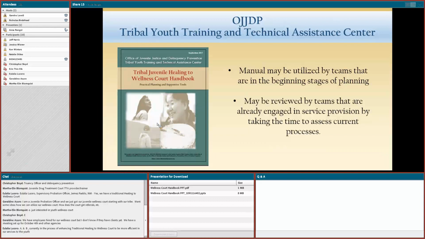So we do feel that it's a comprehensive approach to serving youth regardless of where you're at, either at implementation or already providing services. Right, and through that review, I think it can also spur brainstorming and innovative practices that maybe you haven't thought of that are unique to your community. So we really want you to be able to think about it in a different context and grow from that. Exactly.